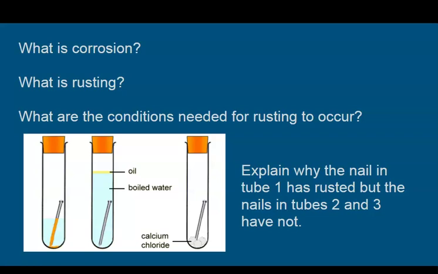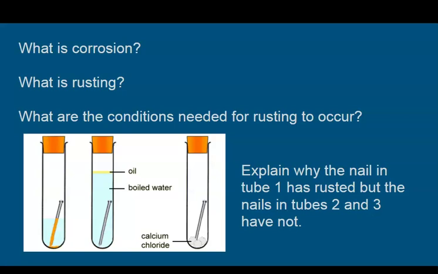The nail in tube 1 has rusted because that tube contains both oxygen and water. The nail in tube 2 does not rust because when you boil water, you are removing the oxygen from the water. And the purpose of the oil in that diagram is to stop any further oxygen dissolving in that boiled water. So you've only got water present, no oxygen, so no rusting.